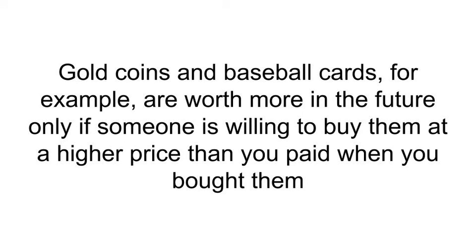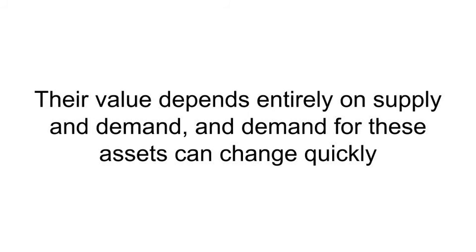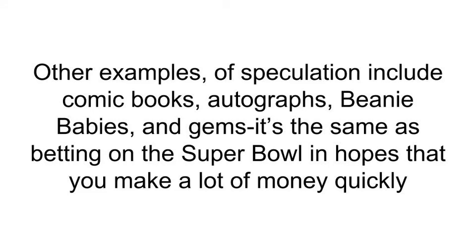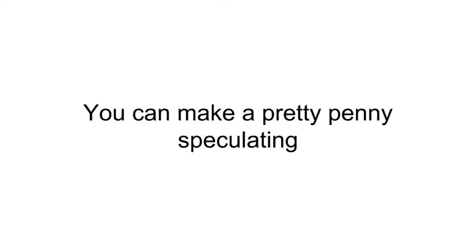Gold coins and baseball cards, for example, are worth more in the future only if someone is willing to buy them at a higher price than you paid when you bought them. Their value depends entirely on supply and demand, which for these assets can change quickly. As a result, an asset of this type is considered speculation. Other examples of speculation include comic books, autographs, Beanie Babies, and gems. It's the same as betting on the Super Bowl in hopes that you will make a lot of money quickly. You can make a pretty penny speculating.